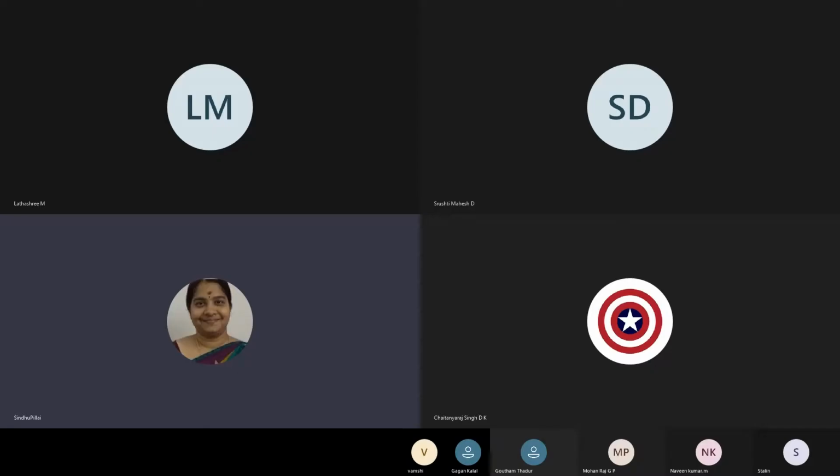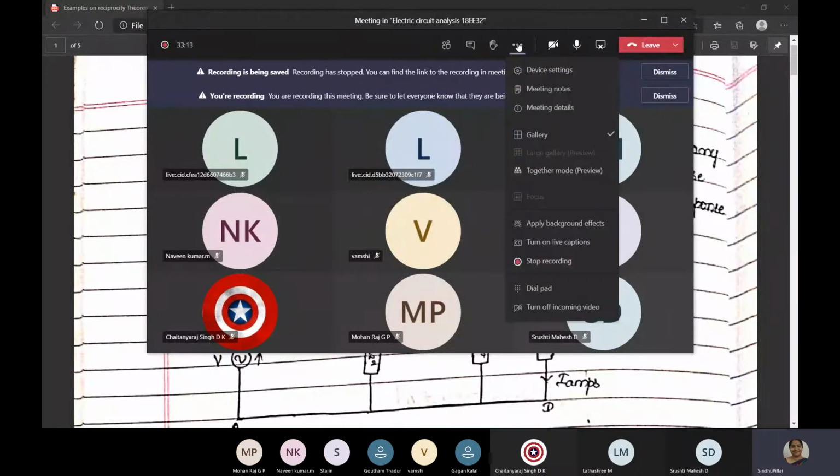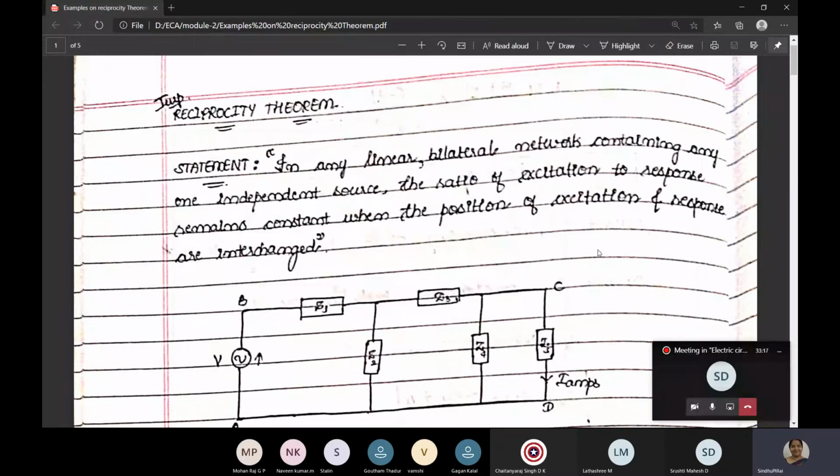Reciprocity theorem. Today we'll start again the reciprocity theorem.